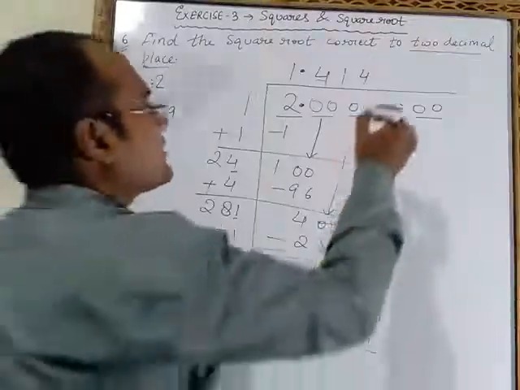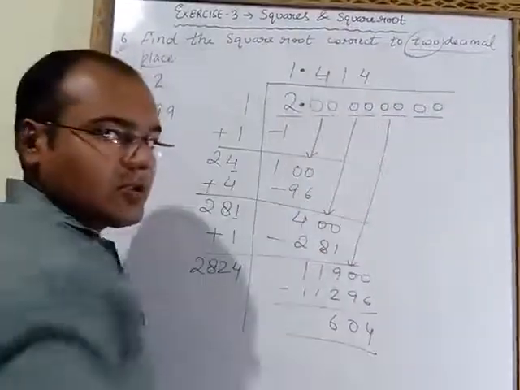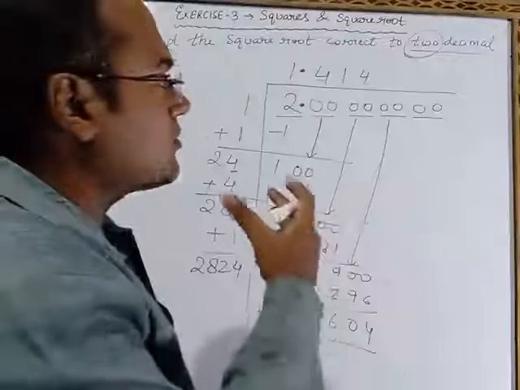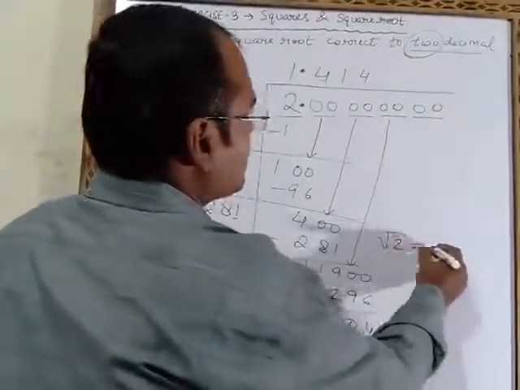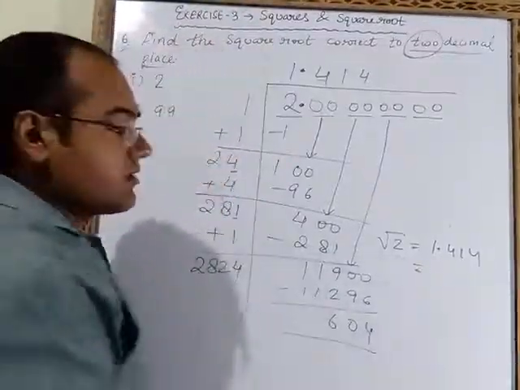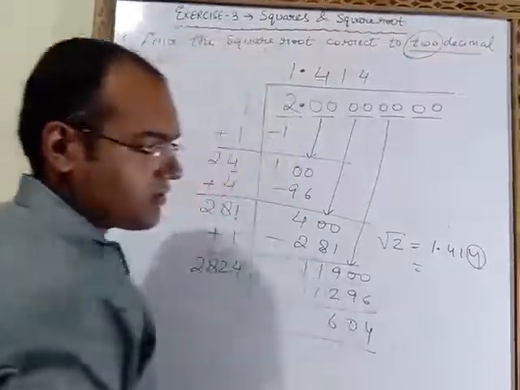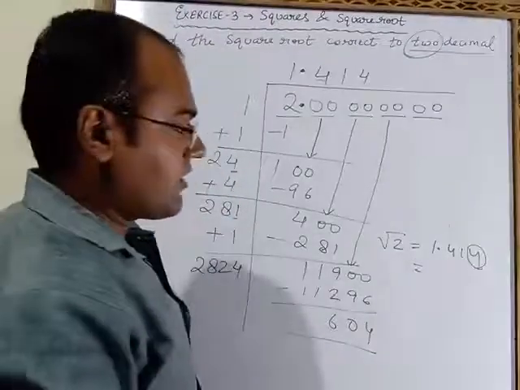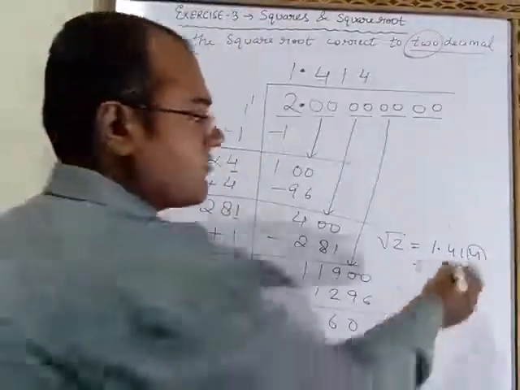In question he said that we have to write up to 2 decimal place. But I had written up to 3 decimal place. Why? Because we have to round off. We have to round off it. So answer is square root 2 is equal to 1.414. Now when we will round off it, so this 4 we have to check whether it is greater than 5 or not. If it is greater than 5 or 5 itself, then we have to round off it.